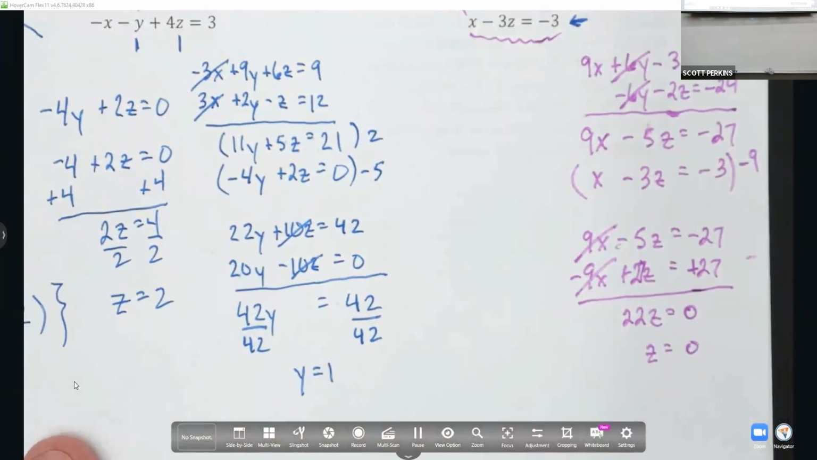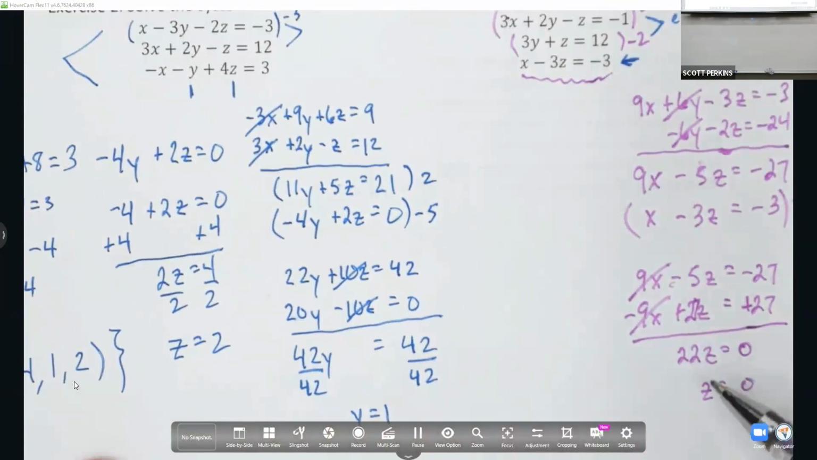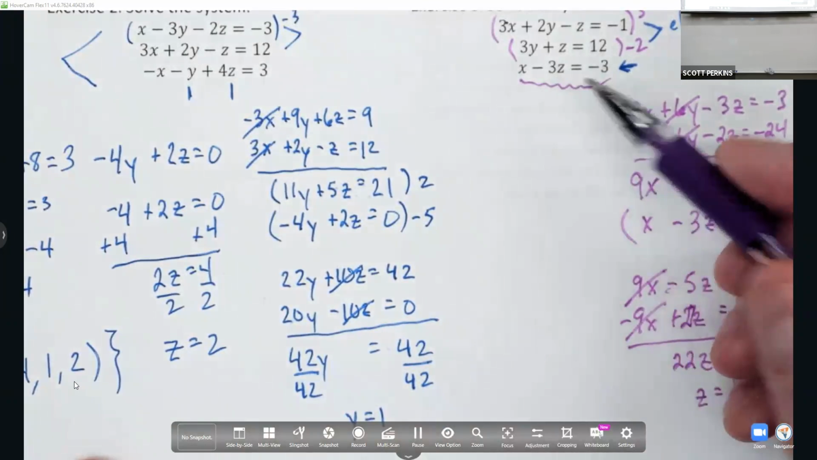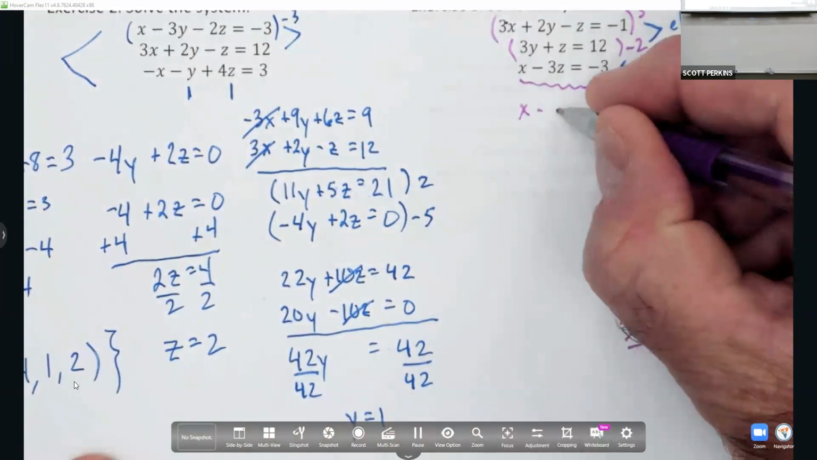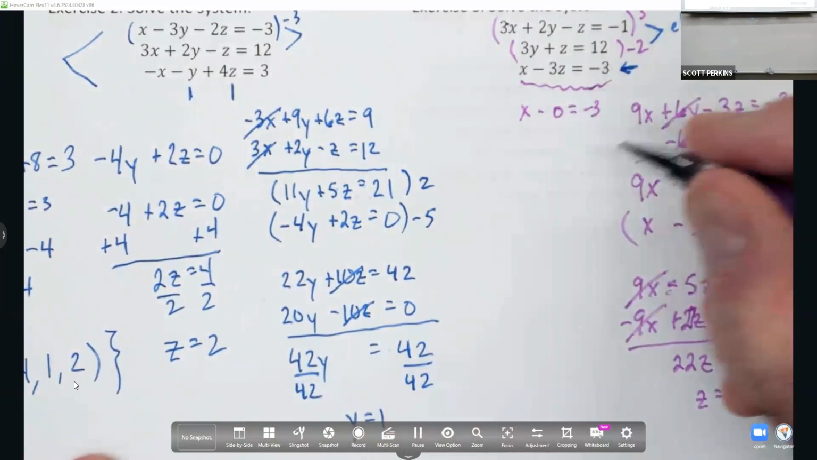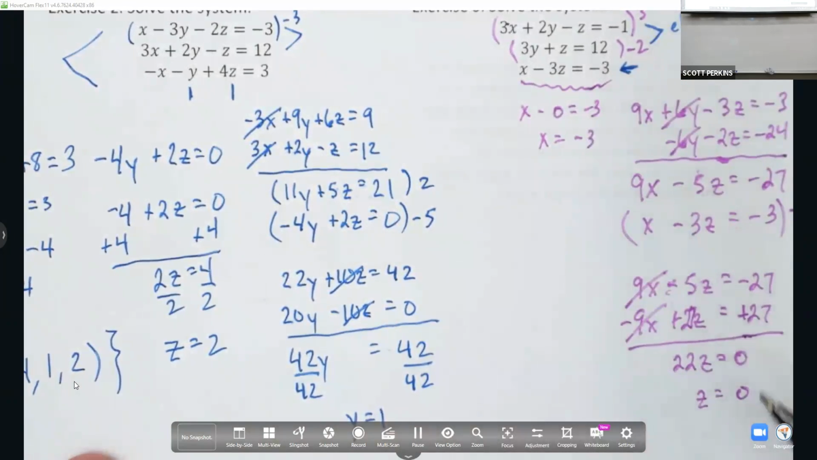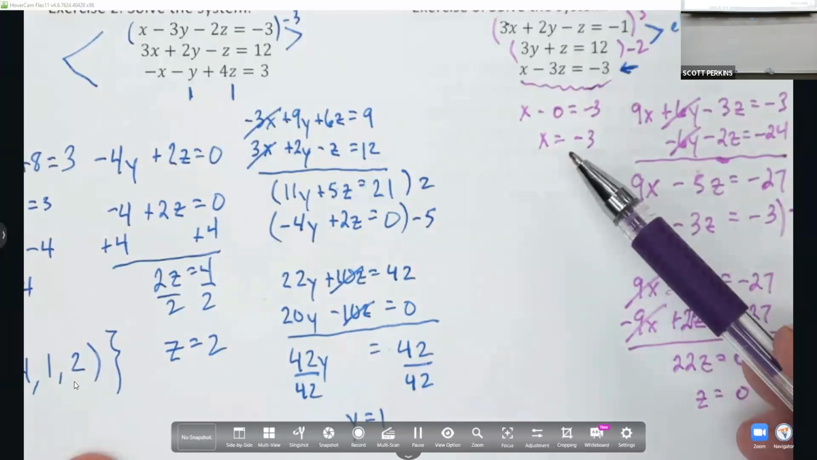And now I'm just going to work my way up. I'm going to take this z value of 0 and plug it into this equation right here. And so I get x minus 0 equals -3. So that tells me right away that the x value is -3. I've got the z of 0. I've got the x of -3.